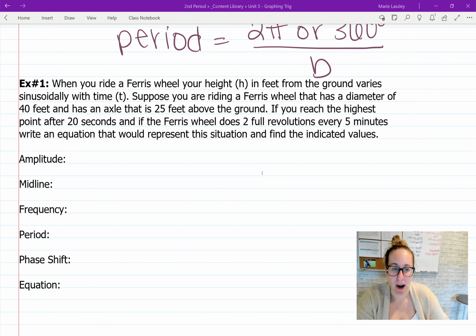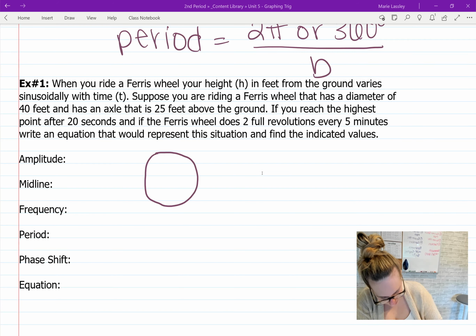Okay, so we're riding this Ferris wheel that has a diameter of 40 feet. I'm not the best artist, so we're not going to judge Miss Lastly too harshly. Oops, I don't want that. I want it to be a pen. So here's my Ferris wheel. I know it looks really terrible. We're just not going to judge it, okay? All right, and here's the center of my Ferris wheel.